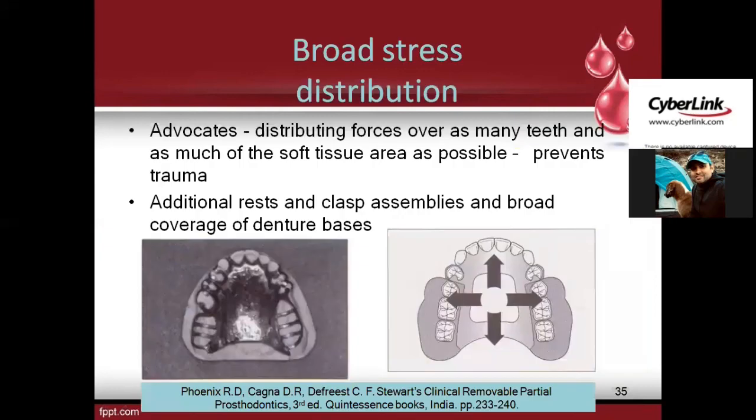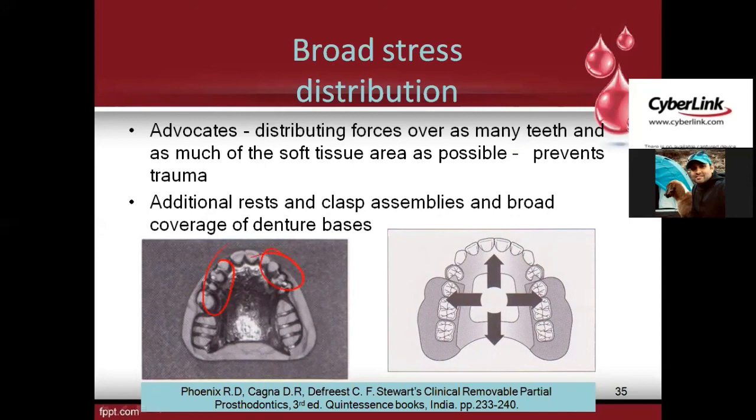Then come to broad stress distribution. According to this philosophy, the occlusal load acting on the denture should be distributed over a wider soft tissue area and the maximum number of teeth. This is achieved by increasing the number of direct retainers, indirect retainers, and rests, and by increasing the area of the denture base. In that case, we have to increase the number of rests with the teeth, right?